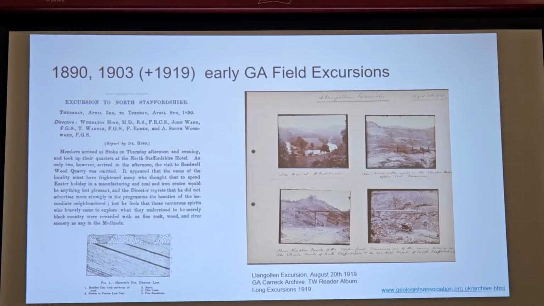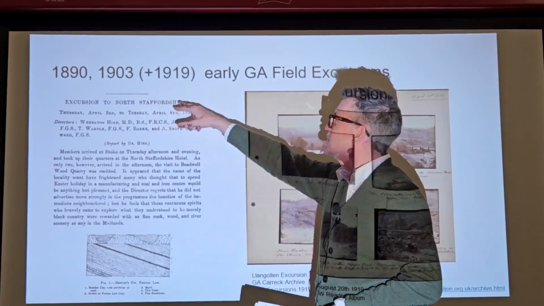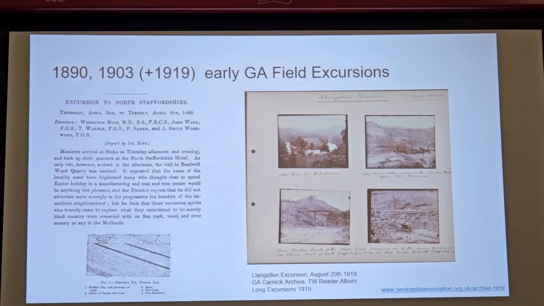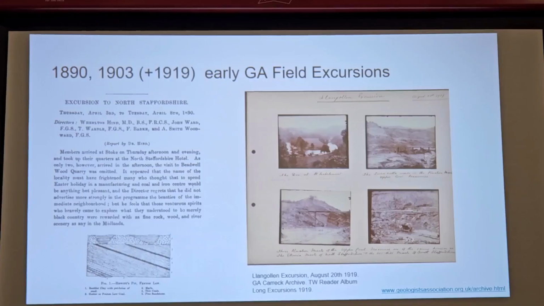So that was the Easter excursion. The 1903 is the Whitsun excursion. And then the 1919 excursion is the Llangollen excursion over into Wales.